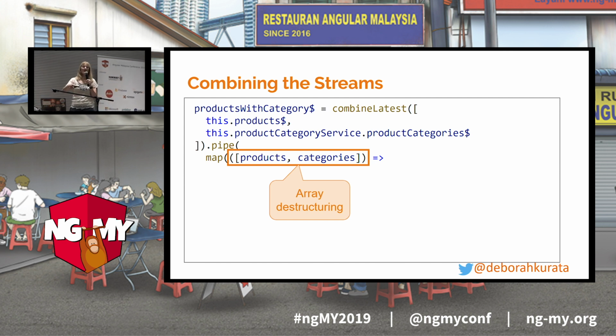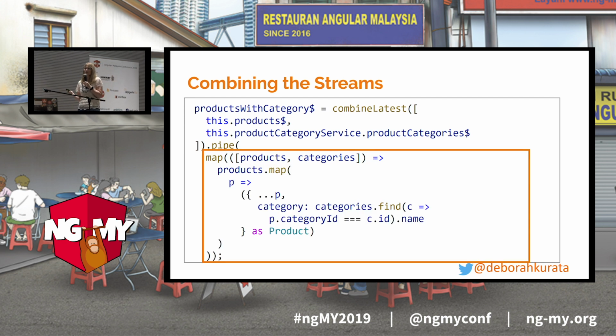So our products$ is the value emitted from our products$ stream, and our categories is the value emitted from our product category stream. Are we good so far? Yeah? Great. Okay. So then what do we do?